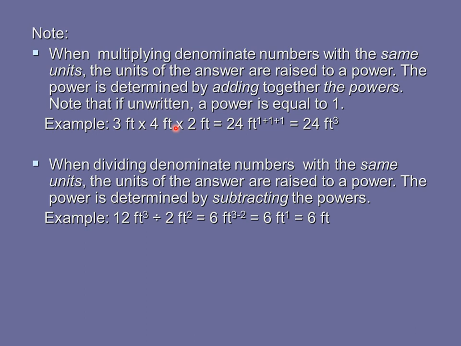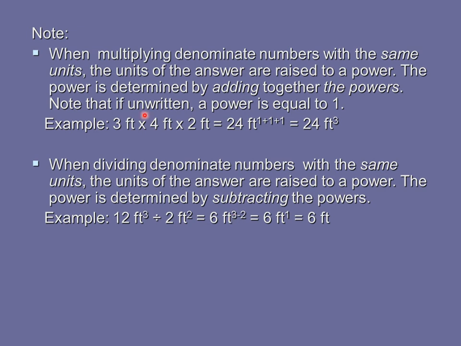In case of subtraction, remember what happens. The power gets subtracted, right? The top power gets subtracted by the bottom one. For example, 12 feet cubed divided by 2 feet squared. You see here, if you divide 12 by 2, you get 6. But you also subtract the power, because they both are feet, they have powers. 3 minus 2, right? Because the power gets subtracted in case of division.